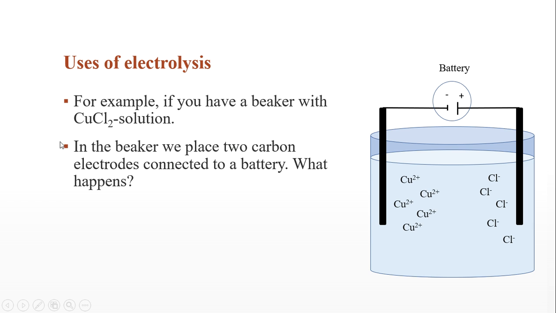For example, if we have a beaker here and we pour copper chloride solution in there, we will get a nice amount of copper ions and chloride ions, and these are not in any way incorrect ratios to one another, but just to illustrate, there's way more in here. Then we connect a battery to two carbon electrodes, and you get to enjoy my fantastic PowerPoint drawing skills here.